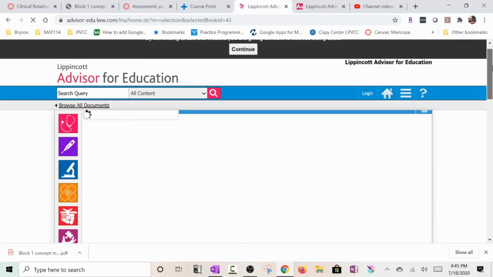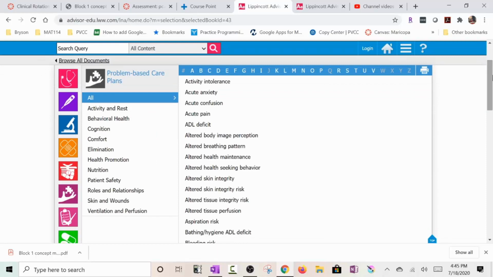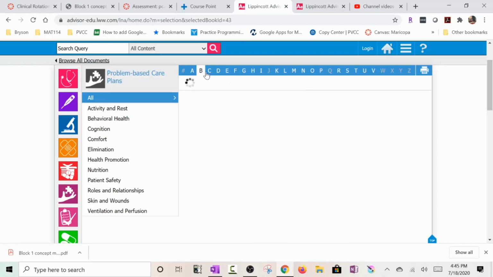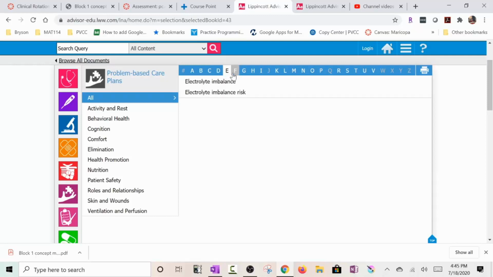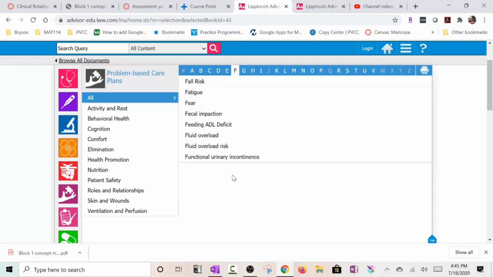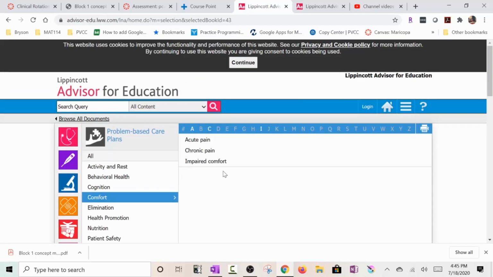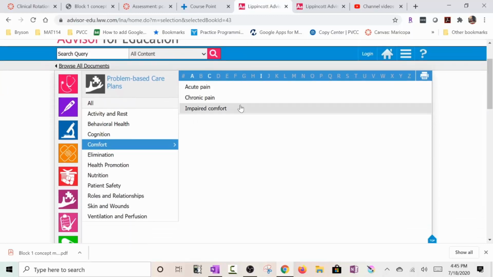Then what you're going to do is these are all the actual NANDA approved nursing diagnoses. So you can see that's the A's, that's the B's, that's the C's. So you can kind of go through each of these and see what they all are. What we need to go under is, I believe, comfort, which is over here. If you know what letter it starts with, you can definitely find that, or you can just look in the list. But comfort, I know, has to do with pain. So I'm going to click on that, and I'm going to go to acute pain here.